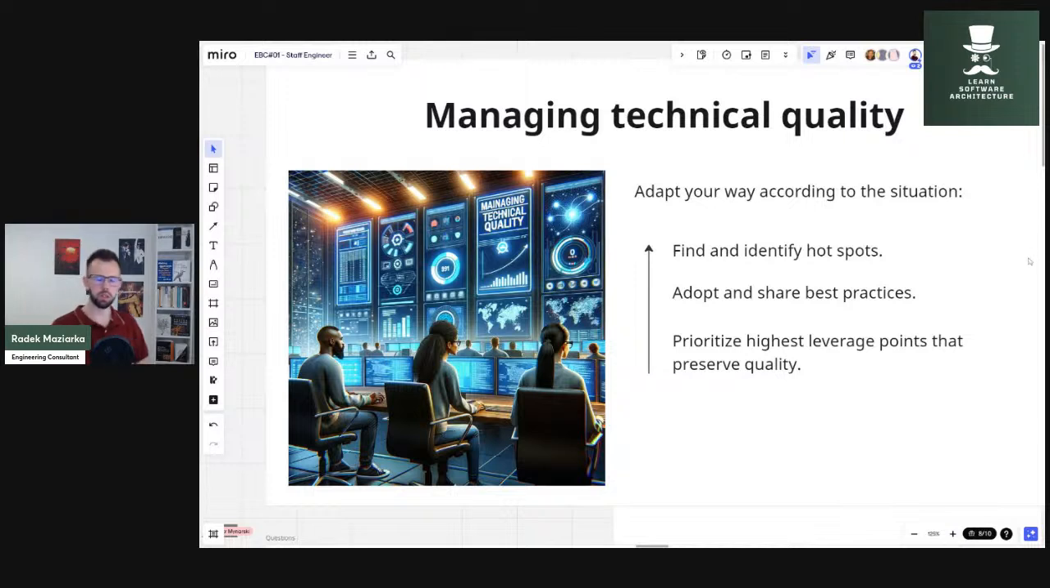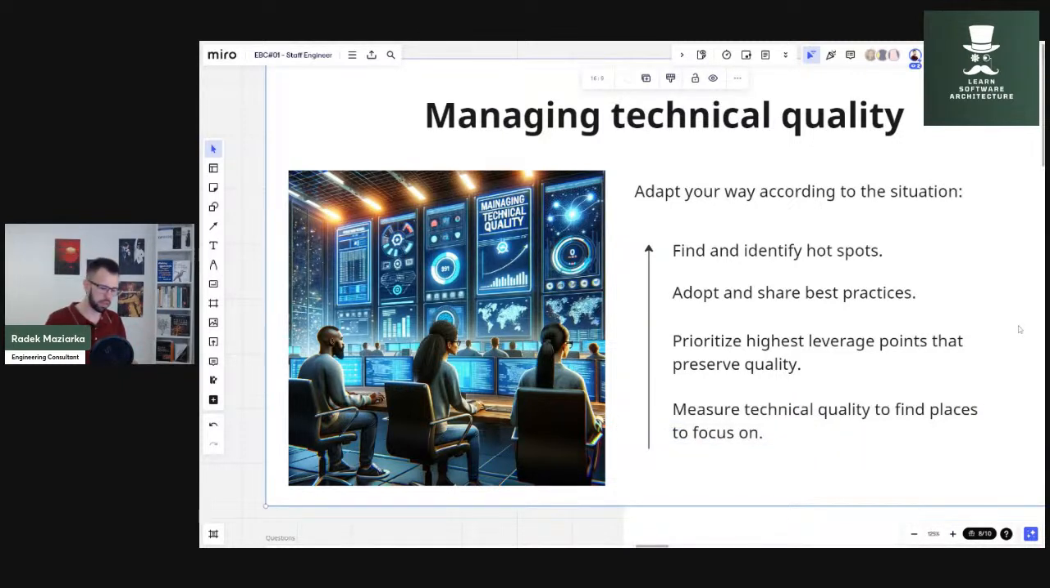Then you can check that some teams are compromising quality for the sake of speed. In such a situation, you need to try to find and prioritize the highest leverage points that preserve quality, because it's very easy to lose quality since it's not tangible. People will try to optimize to deliver quickly, but lose quality pretty fast. So it's important to find where the most important aspect of our quality is dropping, and focus on that point.